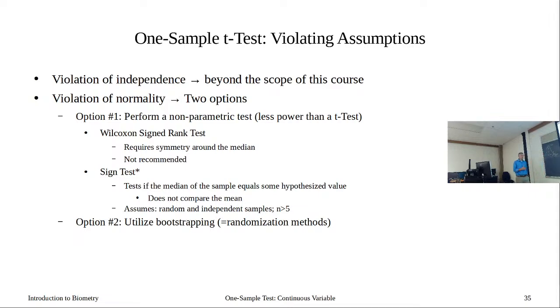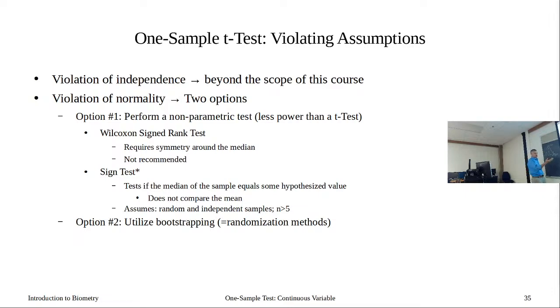That leaves us with an alternate test, which is the sign test. This still tests the medians, testing whether the median is equal to some hypothesized value, but it does so by counting up how many values are greater than a hypothesized median and how many values are less than it. It assumes random and independent samples, and that's about it. But we do have a restriction that we need at least 6 samples.